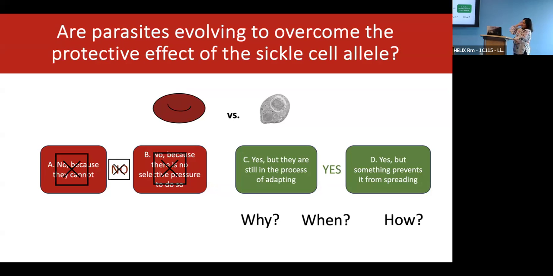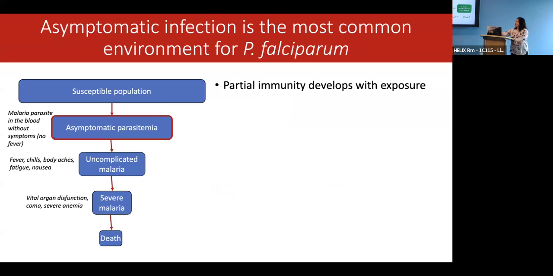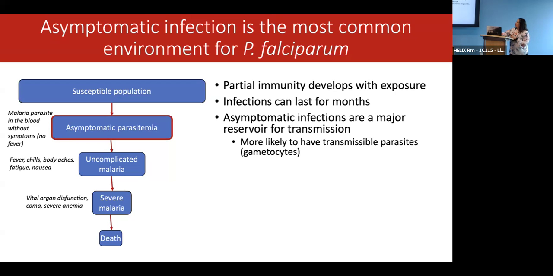And then when is this happening? So that was the first thing we decided to tackle: to ask whether this is already happening in asymptomatic parasitemia. So why are there all these asymptomatic infections? The reason is that partial immunity develops with exposure. After people have been exposed a number of times in childhood, they generally can tolerate parasites without getting sick, or without getting very sick.